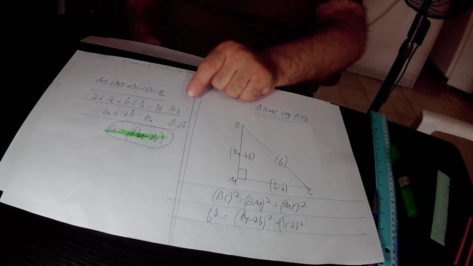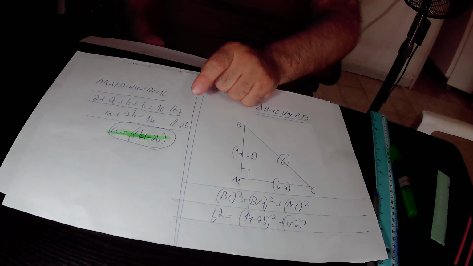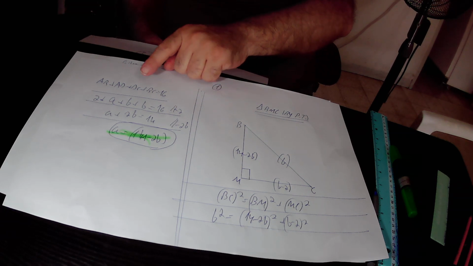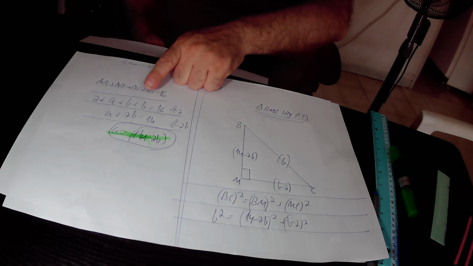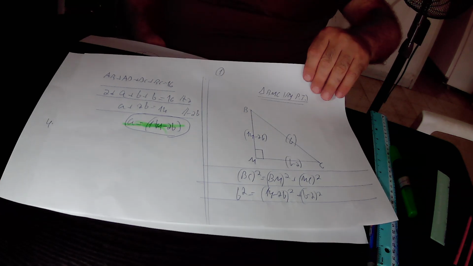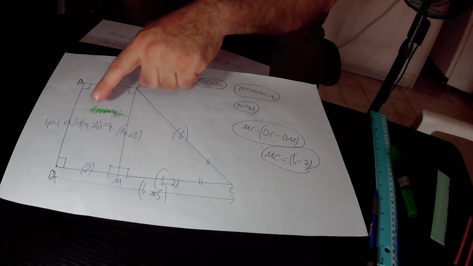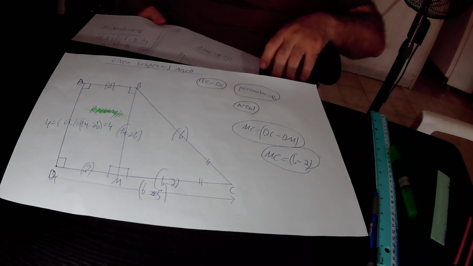We subtract the 2 from this equation and find that 16 minus 2 is 14. So A plus 2B equals 14. Here we subtract 2B from this equation and find that A equals 14 minus 2B. So the length of side AD is A, and A equals 14 minus 2B. Okay.